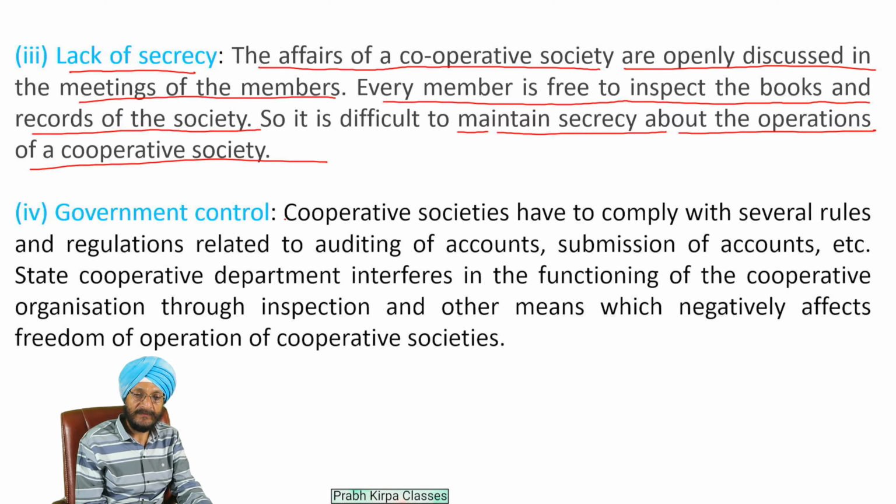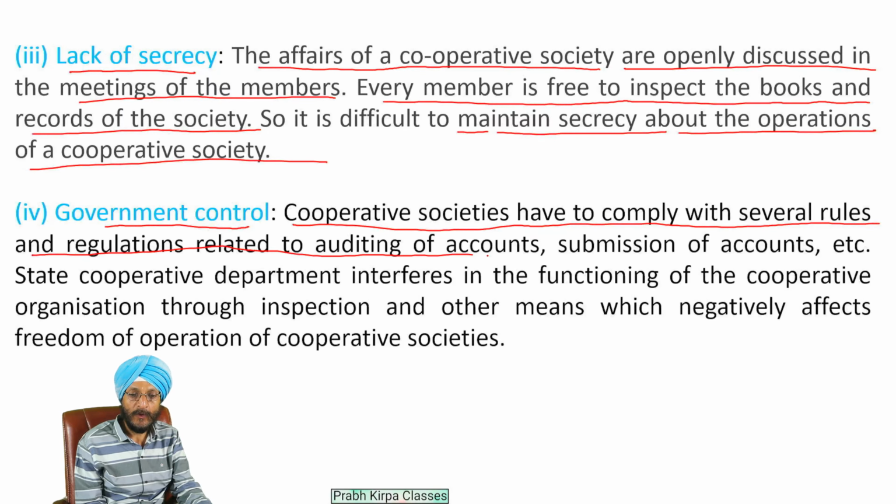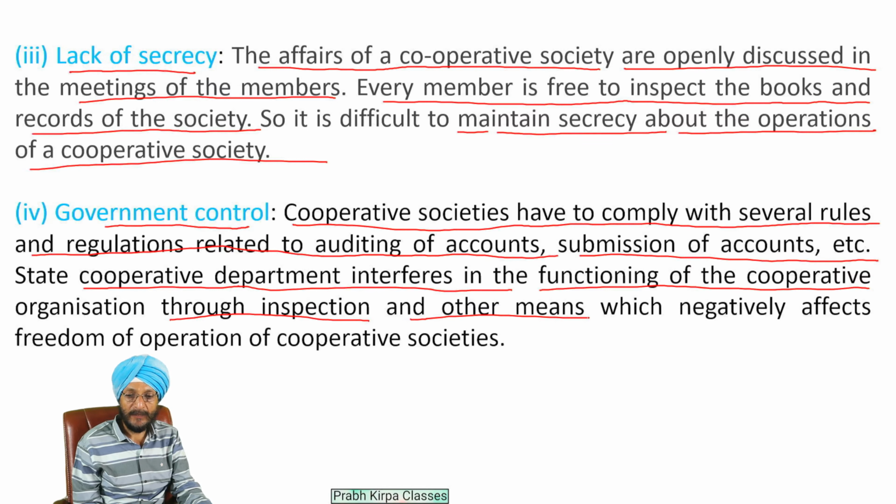Next limitation is government control over cooperative societies. Cooperative societies have to comply with several rules and regulations which are related to auditing of accounts, submission of accounts, etc. The state cooperative department interferes in the functioning of the cooperative societies through inspection or other means, which negatively affects the freedom of operation of cooperative societies.